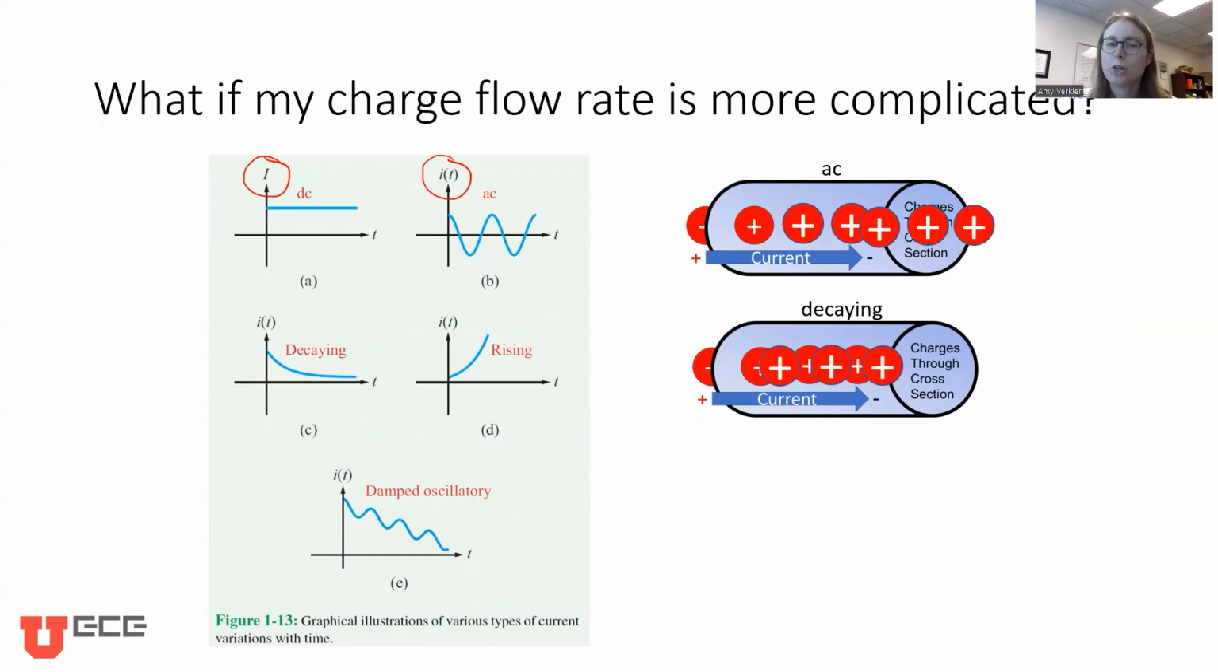So the first animation I created here shows this sinusoidally varying current. So we see the charges are flowing back and forth across that cross section. And that is creating the sinusoidally varying current. Similarly, I have drawn a decaying current here. So you'll see that the charges are actually slowing down as they pass through that cross section. So that's making the current be less and less over time.